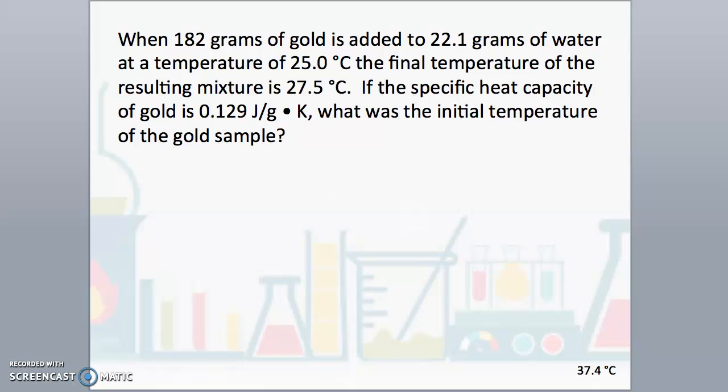I've got gold added to water. So it looks like we want to find the initial temperature of the gold. One of the things I noticed, it didn't say like gold dissolved in water or gold reacting in water. This is not a reaction. This is just two materials. This is going to be an MC delta T plus MC delta T equals 0 type question.